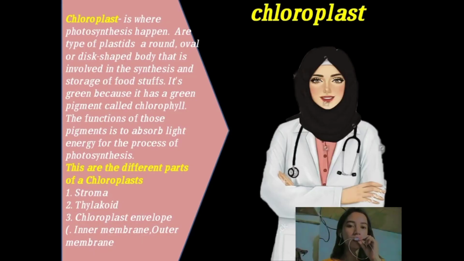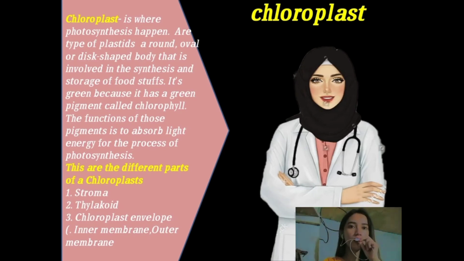Chloroplast. Chloroplast is where the photosynthesis happens. A type of plastid, a round, oval, or dish-shaped body that is involved in the synthesis and storage of foodstuffs. It is green because it has a green pigment called chlorophyll. The function of those pigments is to absorb light energy for the process of photosynthesis. The main purpose of chloroplast is to make sugars that feed the cell by the process of photosynthesis. And photosynthesis is the process of a plant taking energy from the sun and creating sugar.